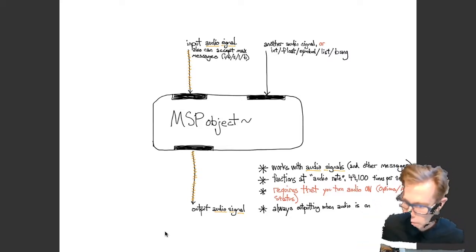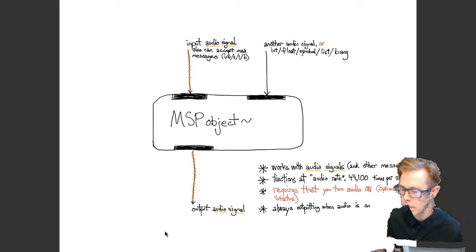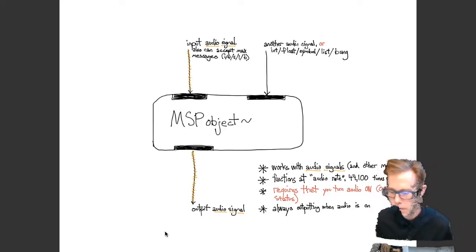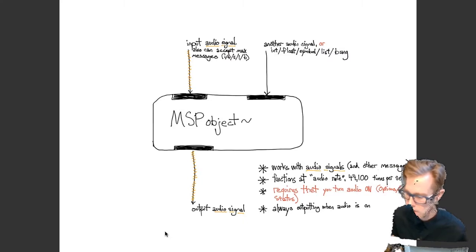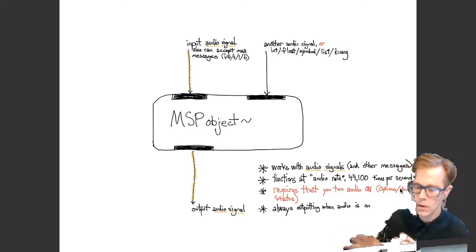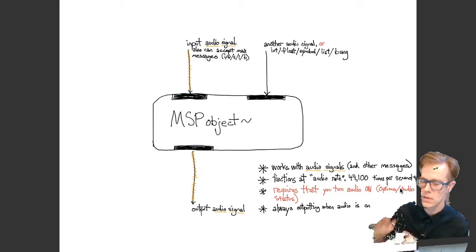Another critical difference between these types of objects and Max objects is that these are only going to work once you explicitly turn audio processing on in Max. And there's a couple different ways to do that we will look at, but you can go to your options menu and then look at your audio status to make sure that it is turned on.